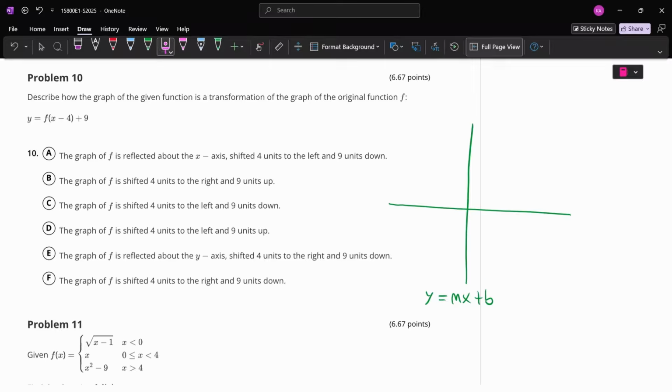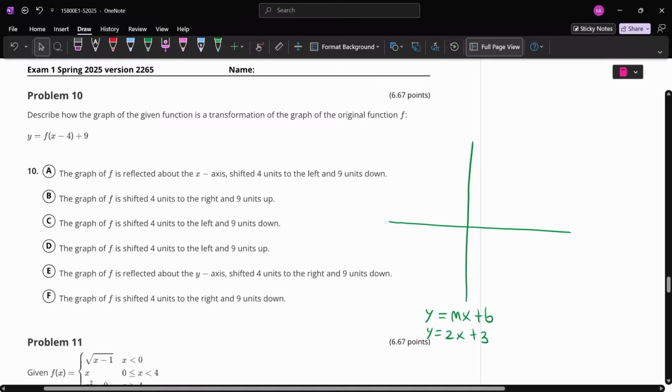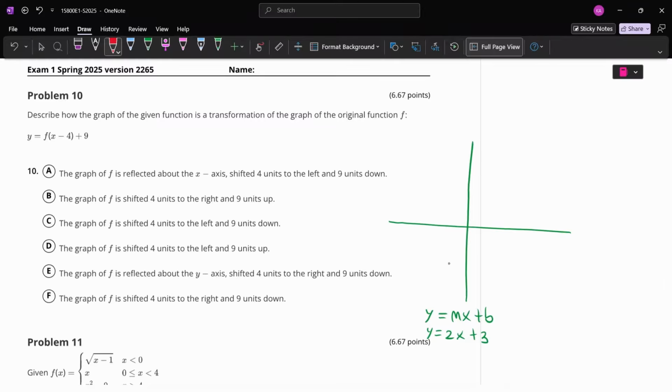That's going to be where your line intersects with the y-axis, and then this mx, that m, is going to be your slope. So if you recall from the way y-intercepts work, let's say we have a function like y equals 2x plus 3 or something. What that's going to end up looking like is a graph that goes up 2 units and then to the right 1, right? So something like this.